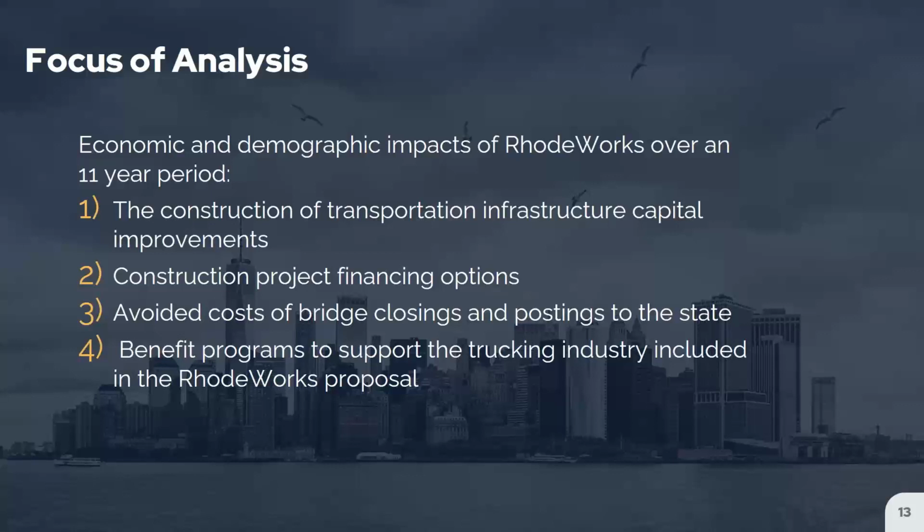So REMI's analysis included the economic and demographic impacts over an 11-year time period associated with 4 things: the construction of transportation infrastructure capital improvements, the financing options for the project, the avoided costs of bridge closings and postings to the state, and postings here is talking about weight limit postings, as well as benefit programs to support the trucking industry that were included in the RhodeWorks proposal. It's important to note here that the scope of the analysis was focused on just the construction and financing of this project. It did not get into any analysis on network improvements because that was just the scope of the project.